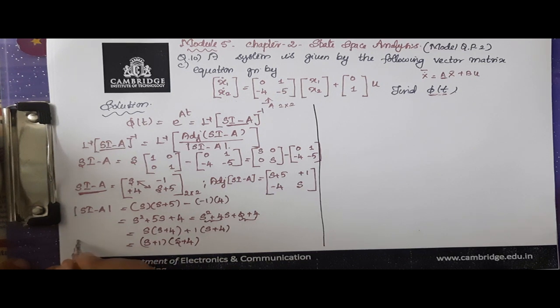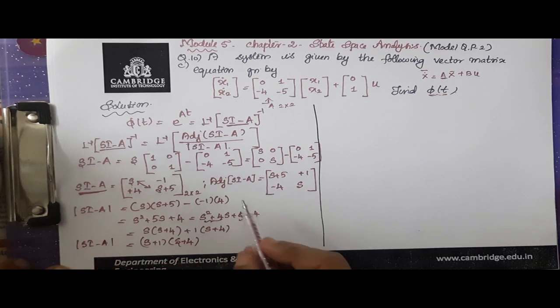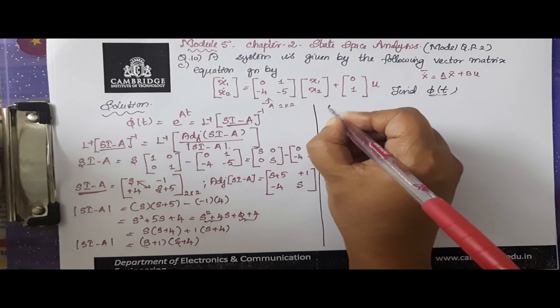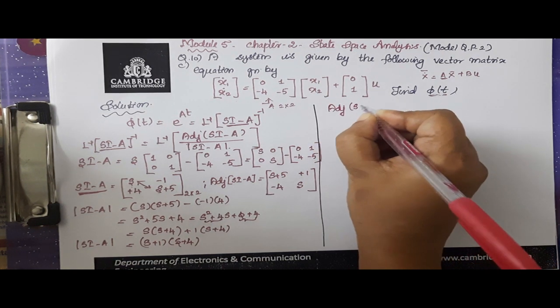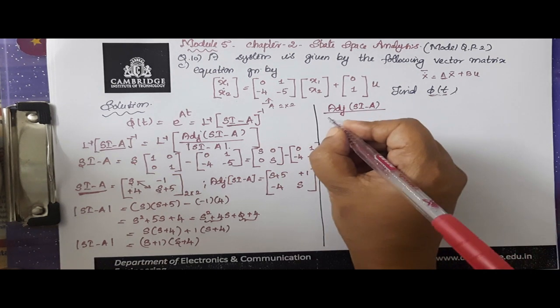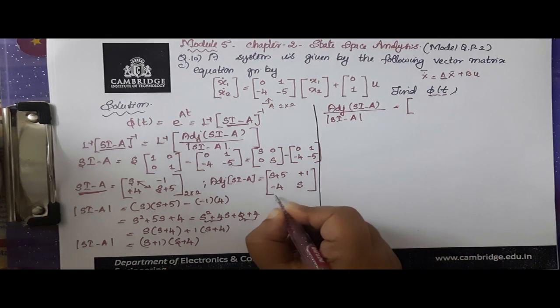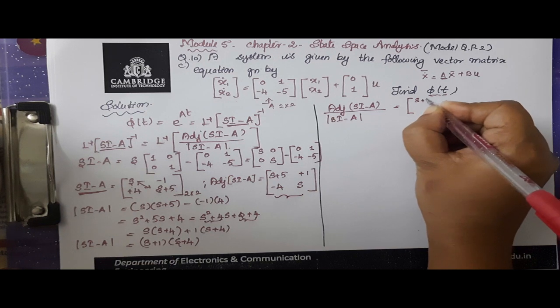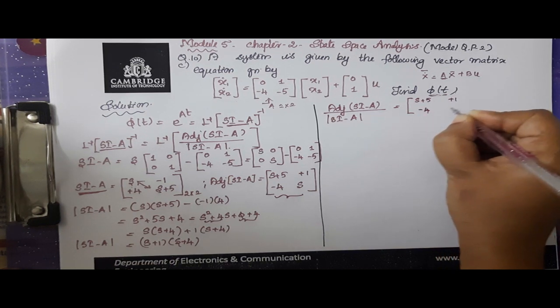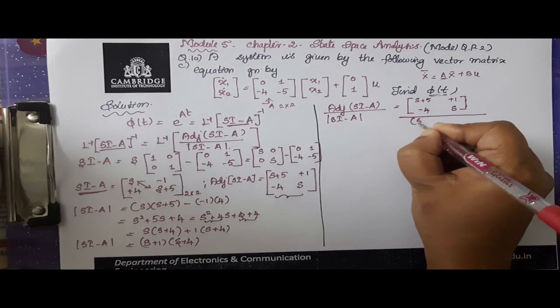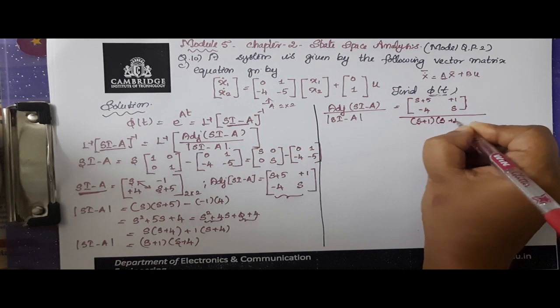So now I have found the determinant of SI minus A as well as the adjoint of SI minus A. So let us substitute for adjoint of SI minus A divided by determinant of SI minus A. The next step is to represent adjoint of SI minus A divided by determinant of SI minus A, which is given by adjoint of SI minus A, here S plus 5, 1, minus 4, S, the whole divided by S plus 1 into S plus 4.